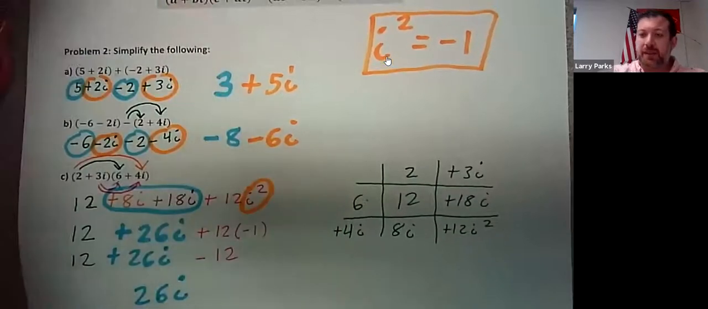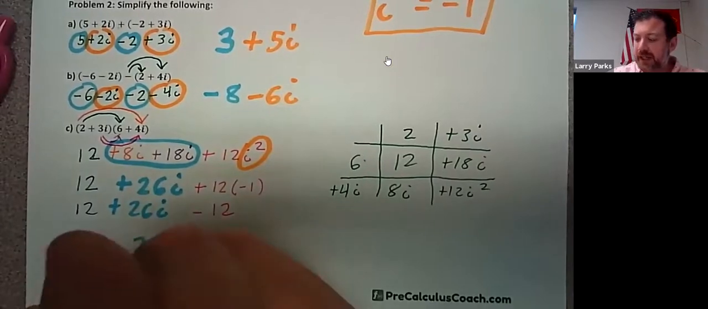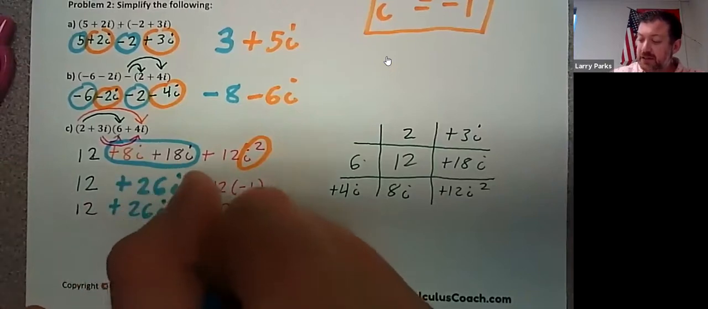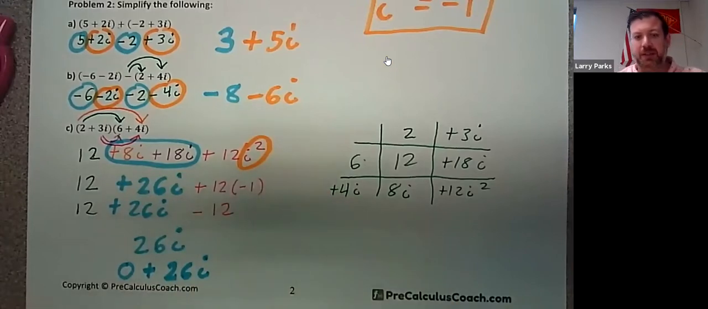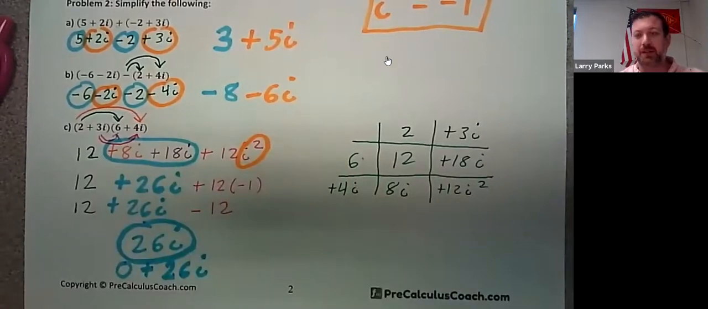So depending on your teacher, I'm okay with 26i, but there's some teachers, when you get to higher level math, they'll want you to write it like this, to represent it as a complex number. I personally think this is better. That's my own personal belief. So the answer is 26i.